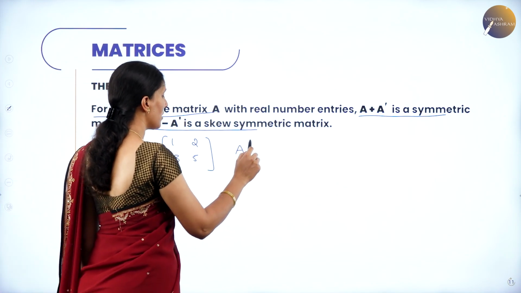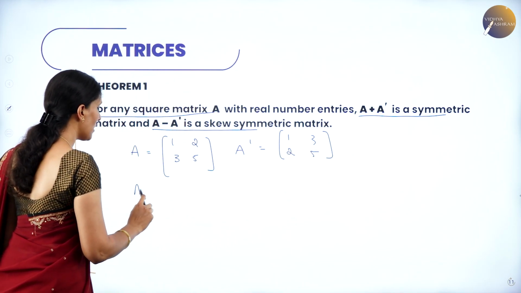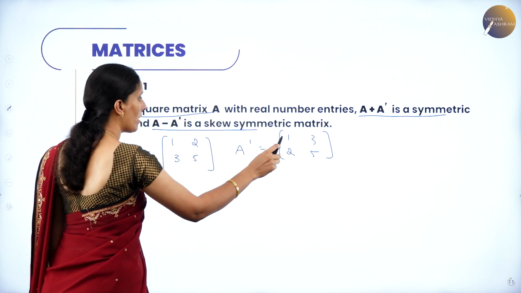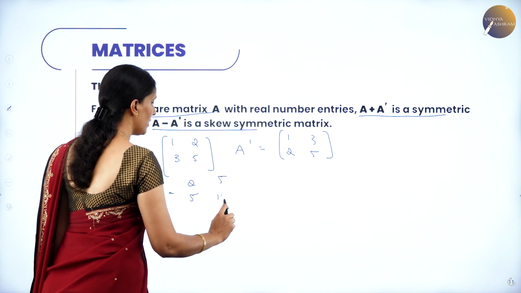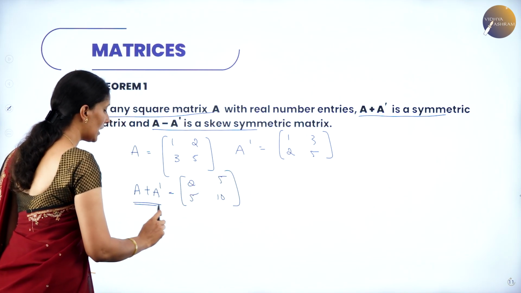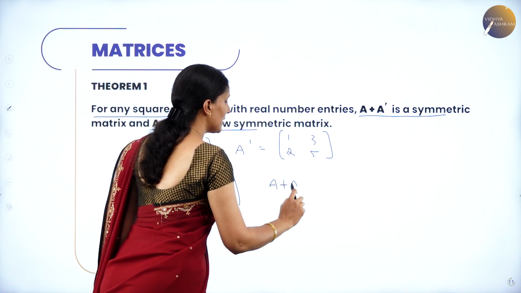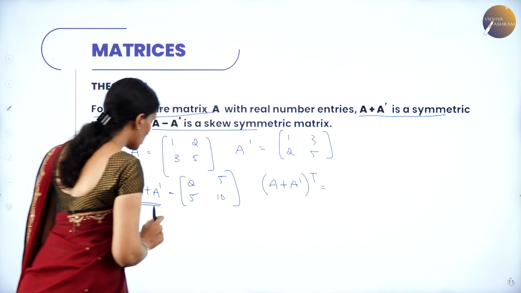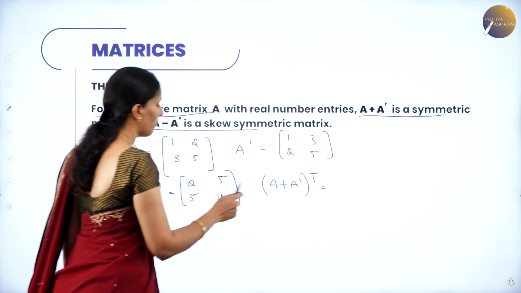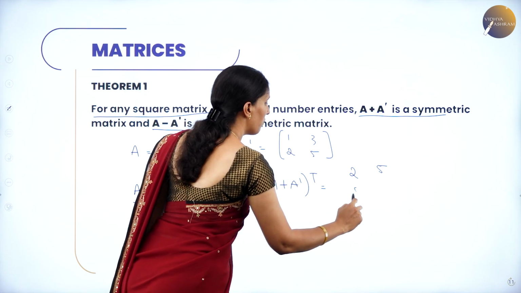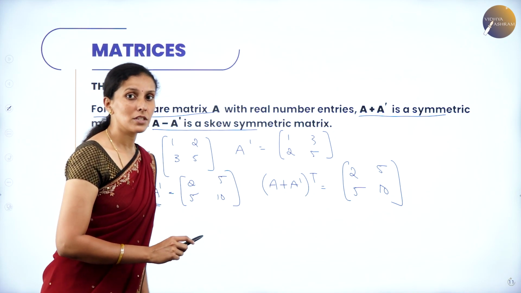Let me take A transpose. It is 1, 3, 2, 5. Let me see what A plus A dash is. A plus A dash is 1 plus 1, 2. 2 plus 3 is 5. 3 plus 2, 5. 5 plus 5, 10. Let's see whether it is symmetric or not. To check whether A plus A dash is symmetric, we have to take the transpose of A plus A dash. It is again 2, 5, 5, 10. So according to the theorem, A plus A transpose is symmetric.